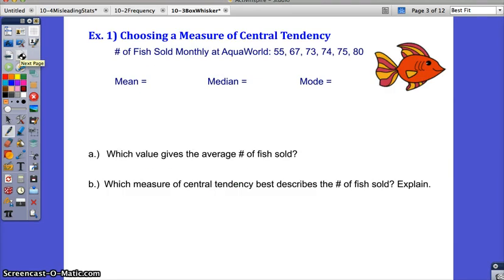Let's look at example 1 then. We'll practice this a little bit more, choosing a measure of central tendency. So the number of fish sold monthly at Aqua World was 55, 67, 73, 74, 75, and 80. Find the mean, find the median, and find the mode for me. So mean, you're finding the average, so you're going to add them all up. Go ahead and do that on your calculator, and make sure you write down your work. Your teacher is going to want to see the work.